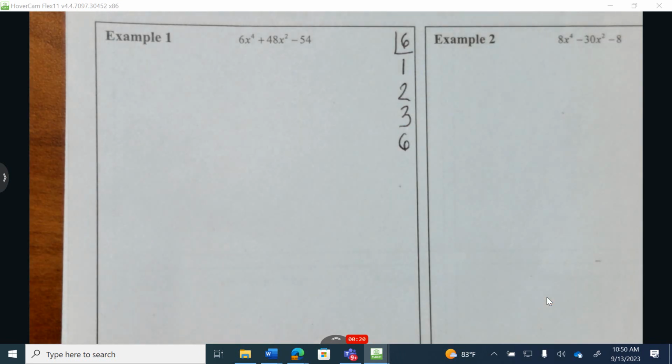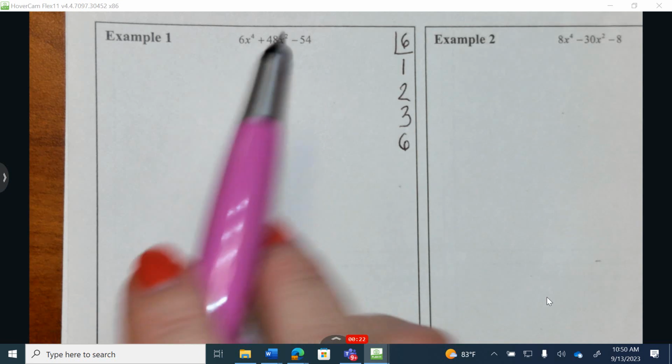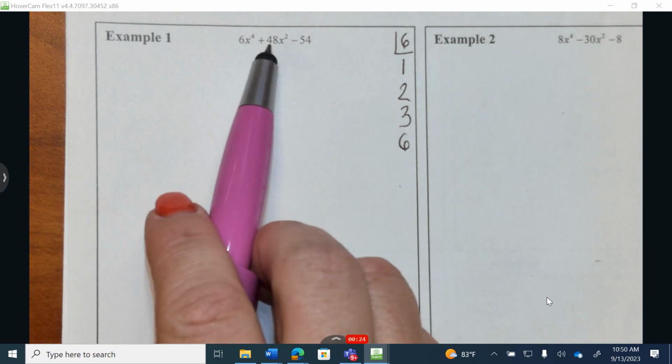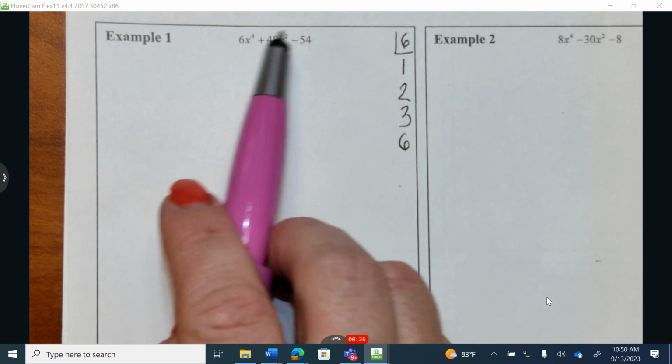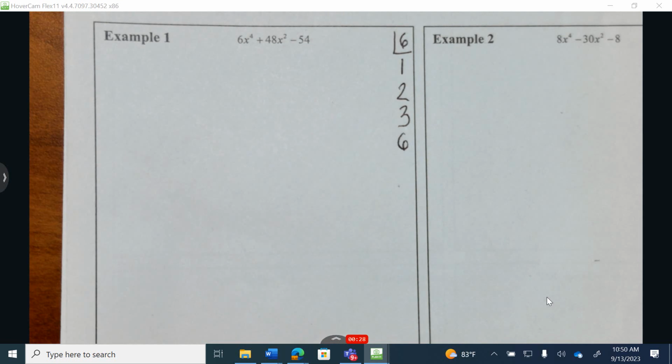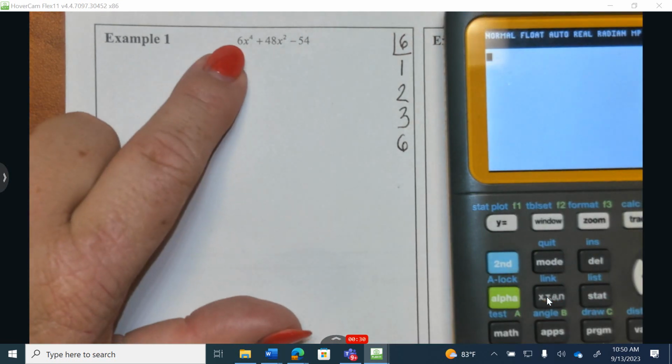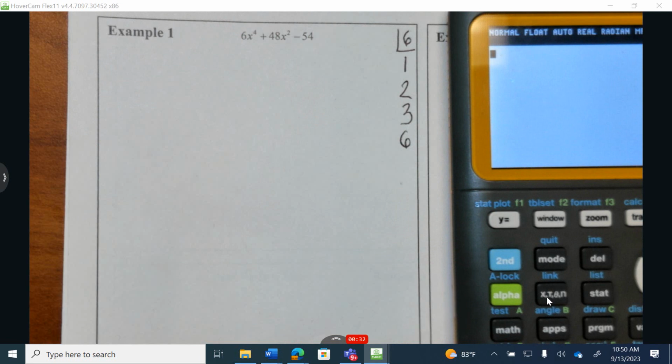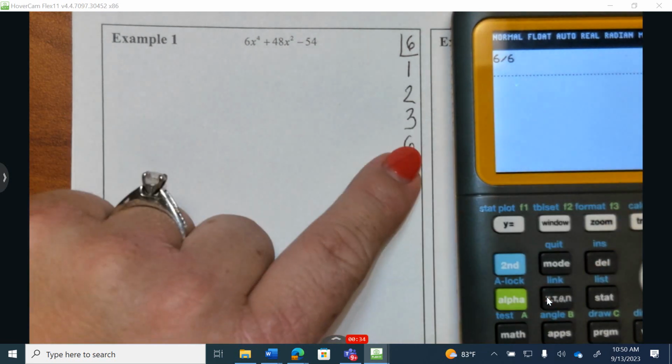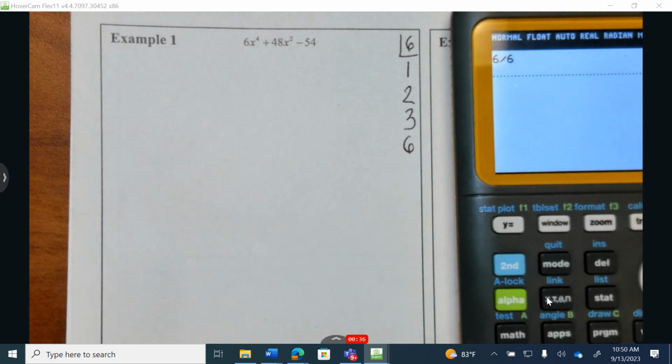In doing so, I'm trying to identify whether there is any numerical value that I can evenly divide out of each of these. So grab your calculator. I'm always going to start with the largest. So 6 divided by 6, okay, it works. If I get a decimal, it does not work.